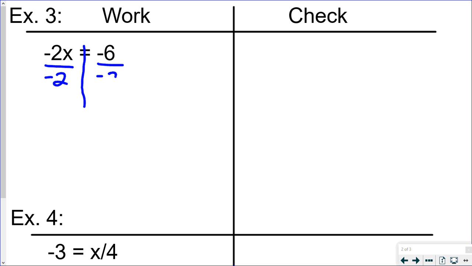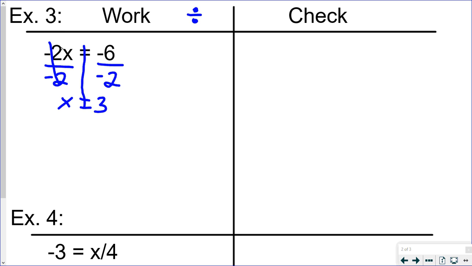And remember, in algebra, we don't use the division symbol so much as we show division as a fraction. So this means negative 2x divided by negative 2. Negative 2 divided by negative 2 is 1, and 1x is the same thing as just x. So I got rid of the negative 2. Over here, negative 6 divided by negative 2 is positive 3.